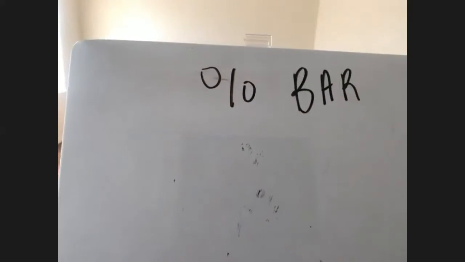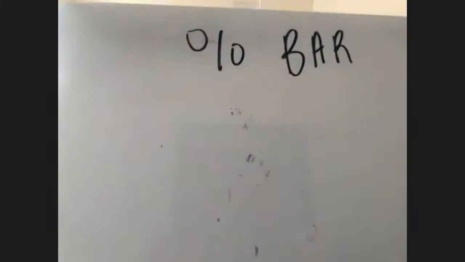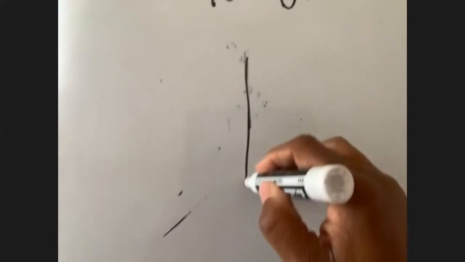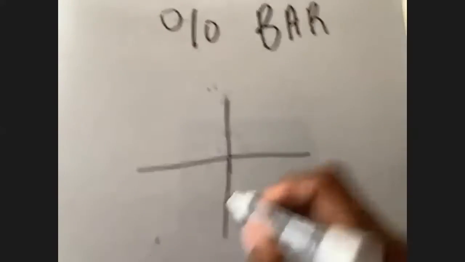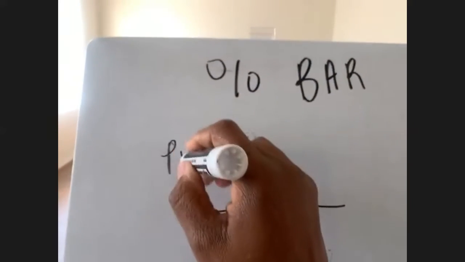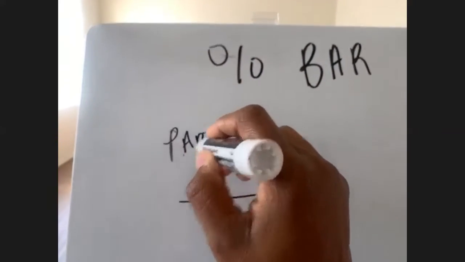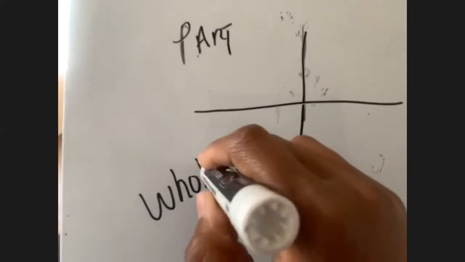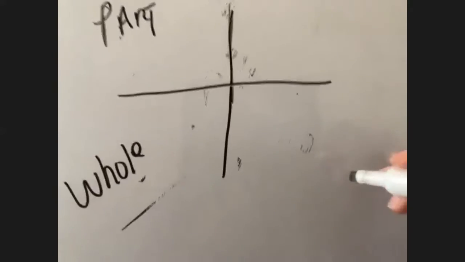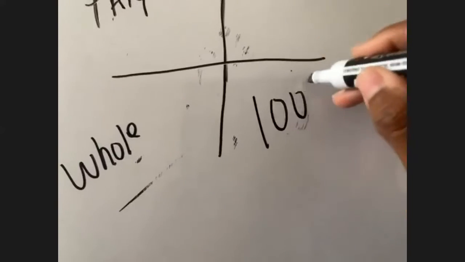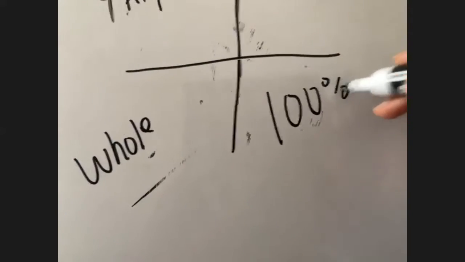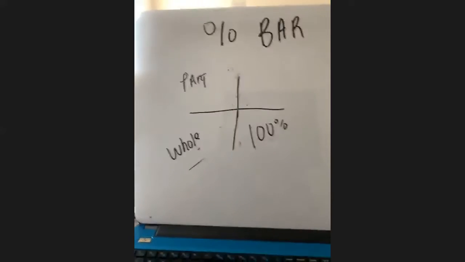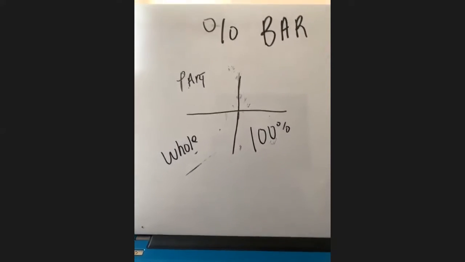Okay, percent bar. This is a percent bar, right? Percent bar, and it looks like this. It has a part. It has a whole. And it has a percent of 100. Okay, percent of 100. Let's see if that's better. Sorry, percent of 100, okay?